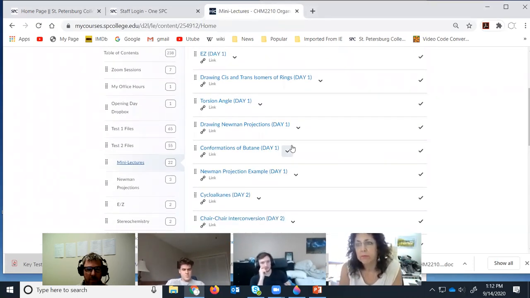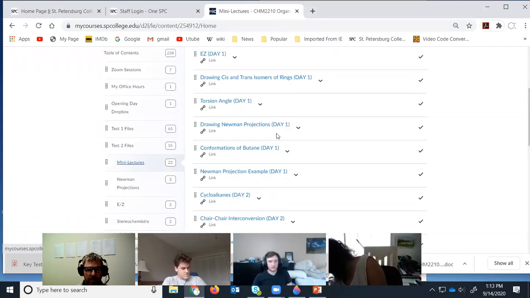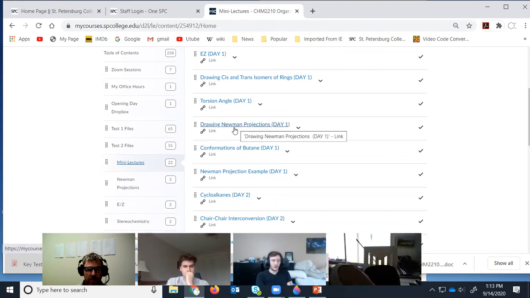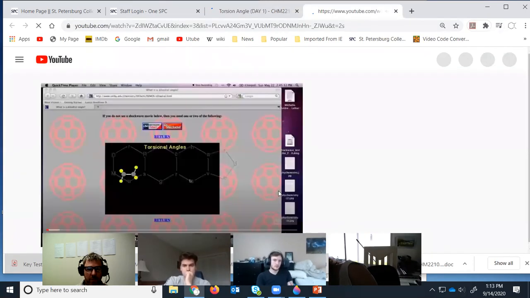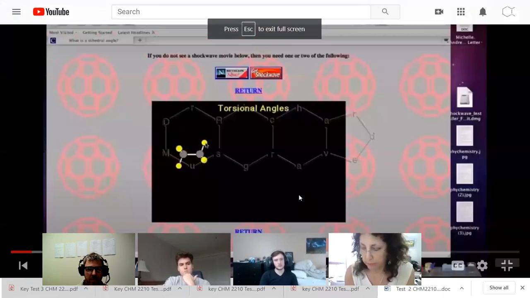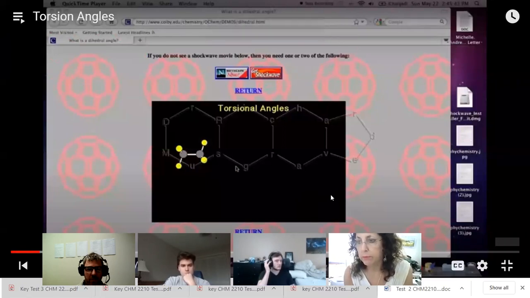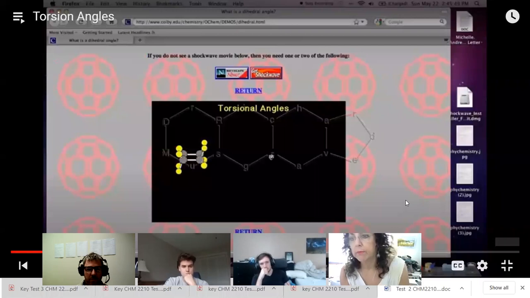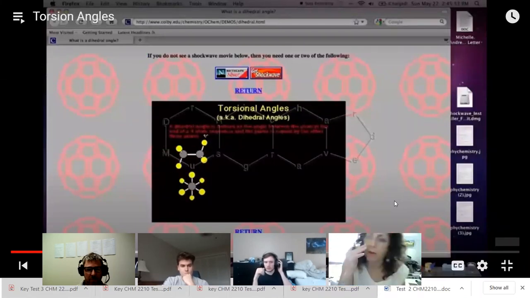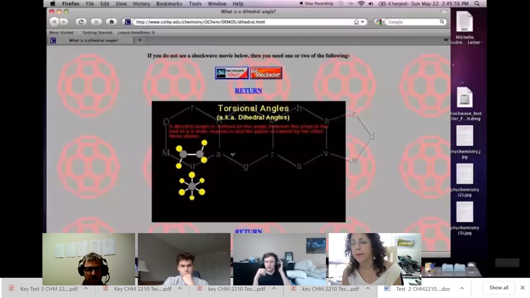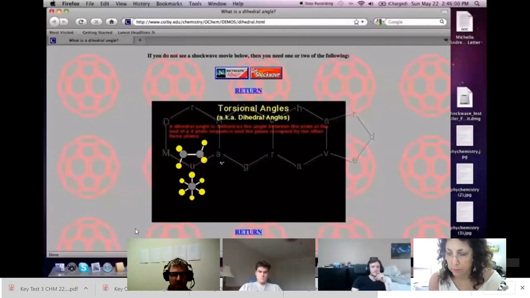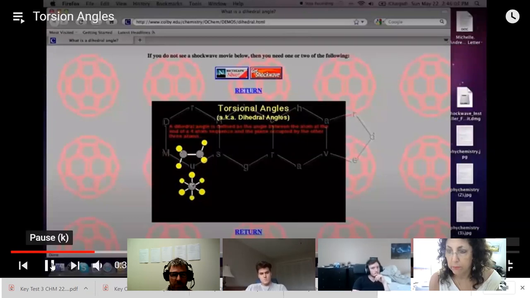All right, let's see. Newman projections. Actually, look at torsion angles. Conformation. So we're going to start off with a discussion of torsional angles. Torsional angles are the angles between this hydrogen and this hydrogen down here. Now let's take a look at a different way of showing this. Instead of viewing it from the side like we are here, we can view it from the end. So our eye would be here and we're looking down this carbon-carbon bond right here. This carbon would be this carbon right here, and this carbon you can't see because it's directly behind this one.